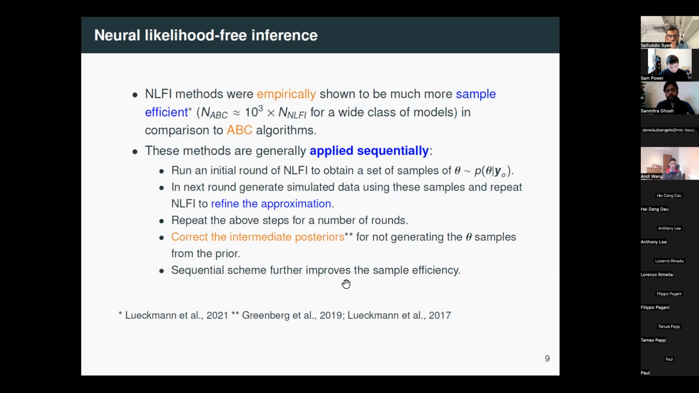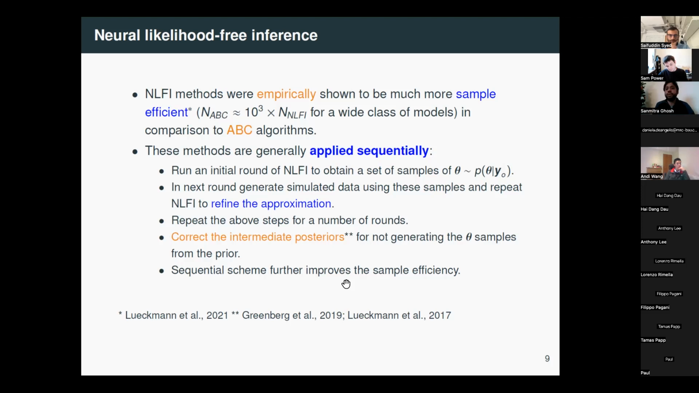Now, why I got interested in this method is because there was some work, I think last year, where it was shown, at least in an empirical study on a wide class of models, that these neural likelihood-free inference methods are like 1,000 times more sample efficient than ABC.